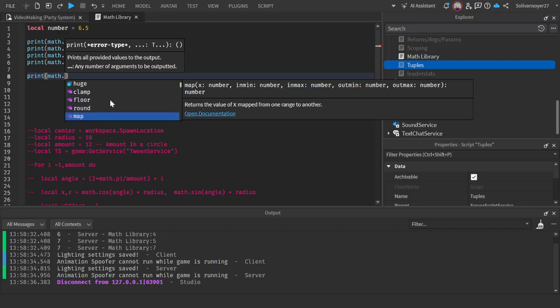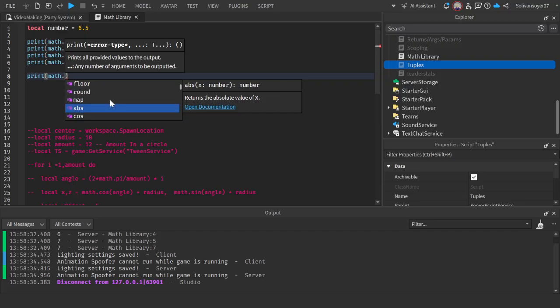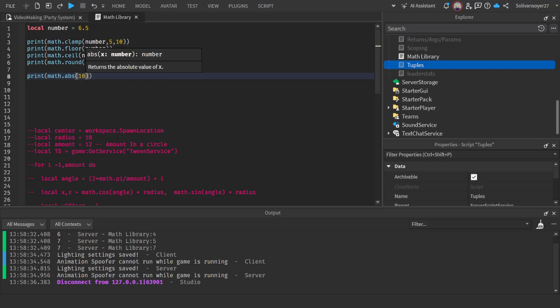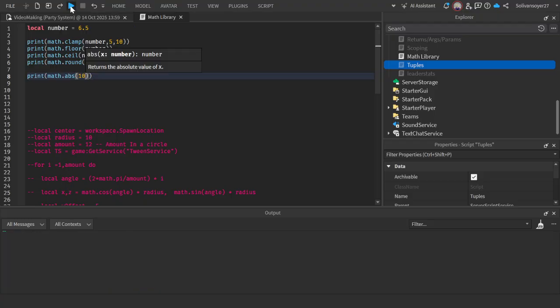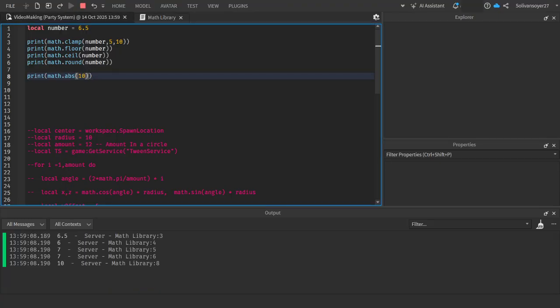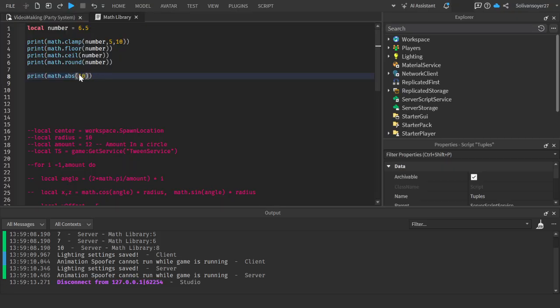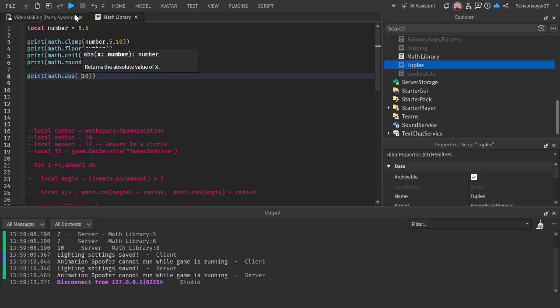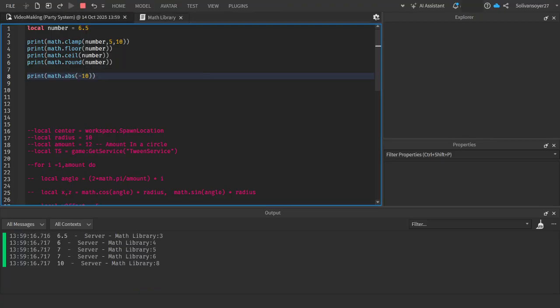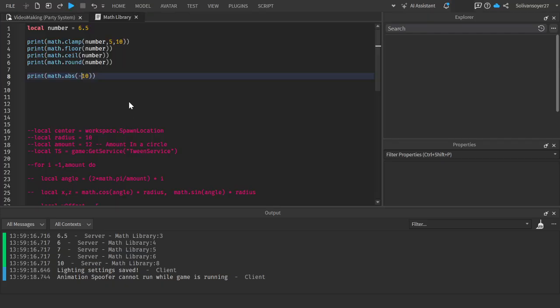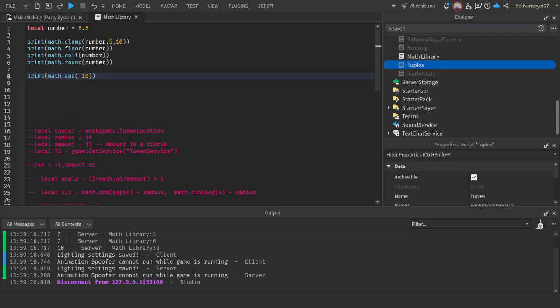We also have math.abs, the absolute value. So we can take the absolute value of anything. I'm going to print this out, yeah. Oh, it has to be a negative. That's right. Absolute value of positives is positive. Completely forgot. The absolute value of negative 10 is going to be 10. See that? The absolute value will turn the negative into a positive.